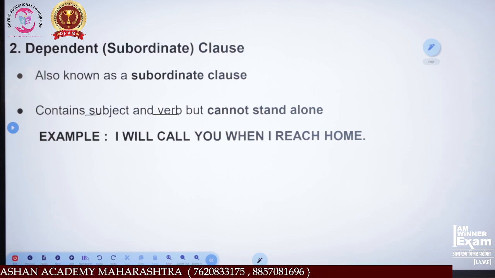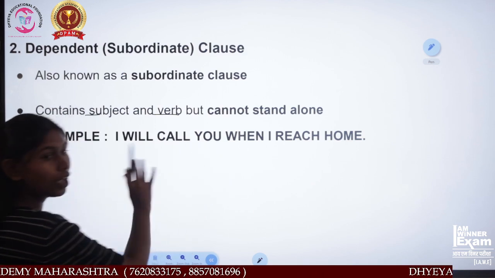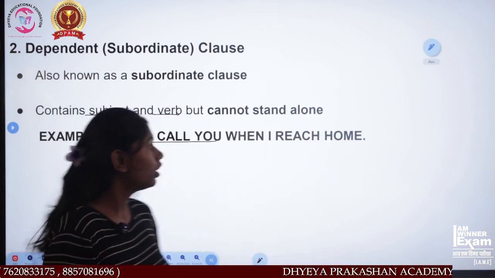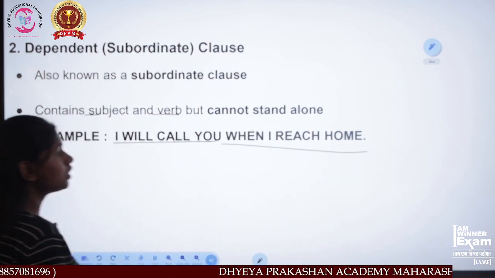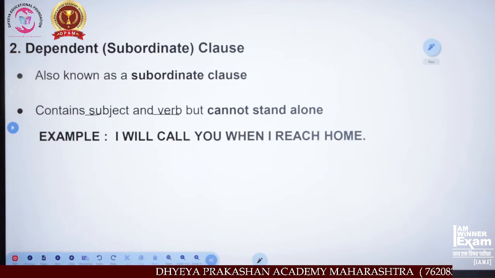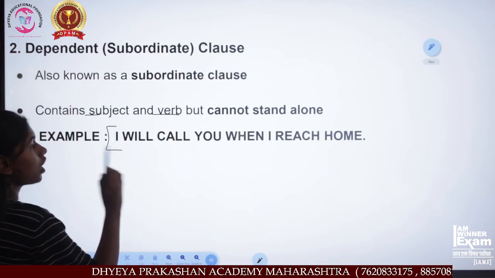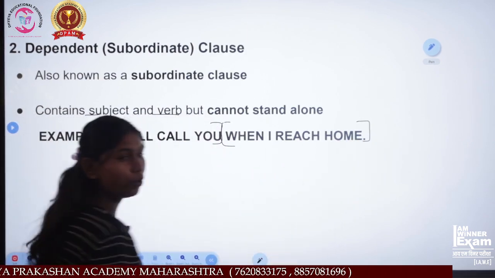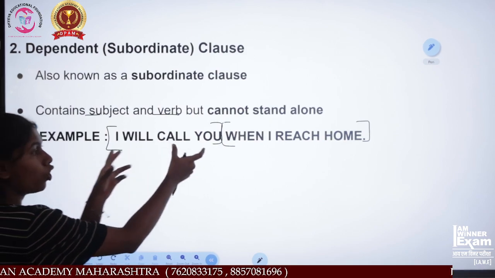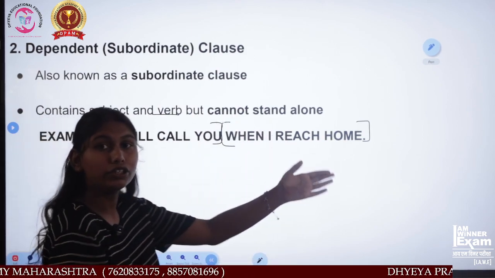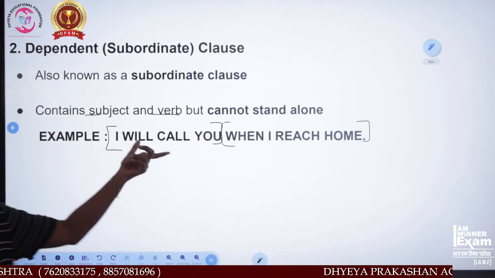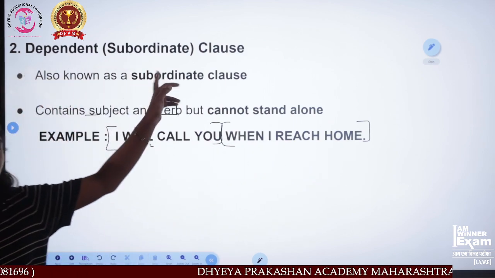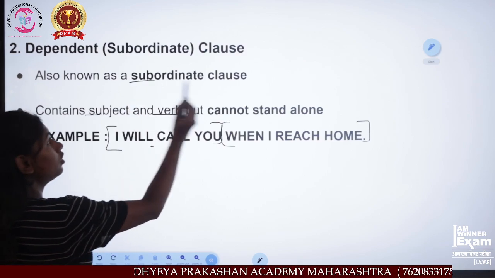For example, I will call you when I reach home. Basically in this example there are two parts. First is I will call you, and second is when I reach home. The second part is dependent on the first, so this is known as a dependent clause or subordinate clause.